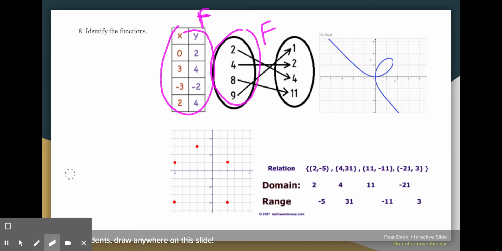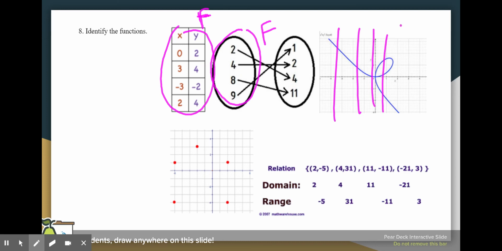For the graph, though, we don't have to plot this one, so we can just do the vertical line test. Is there anywhere that my line touches that twice? Yes, there is, all in this area. So this is not a function.